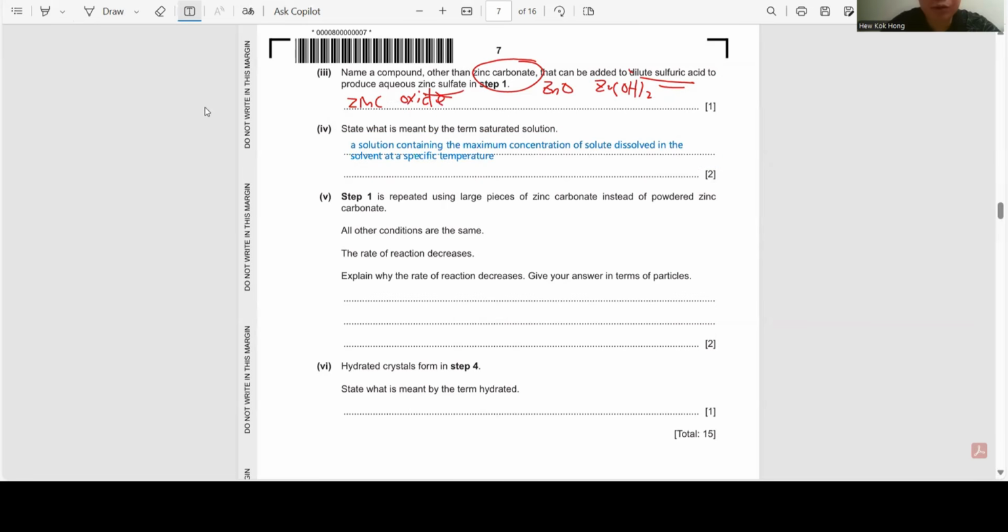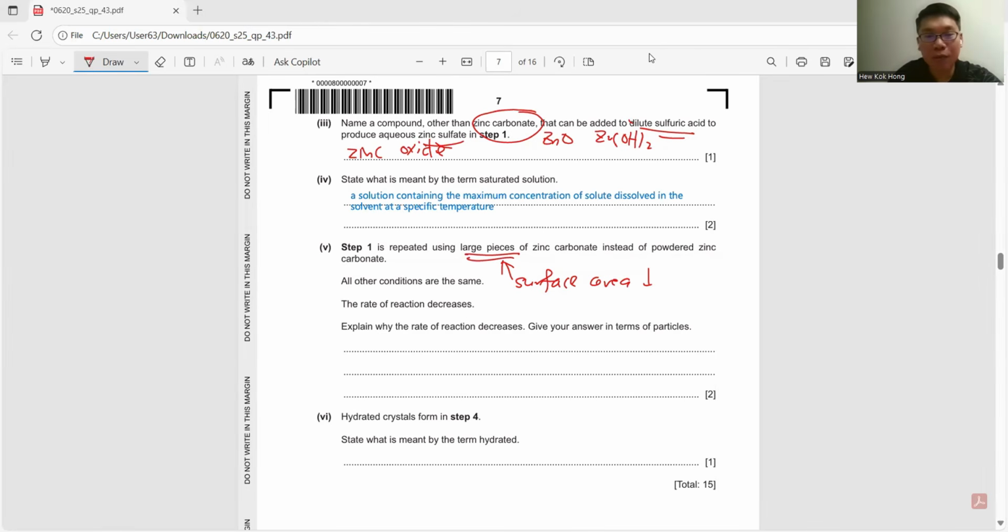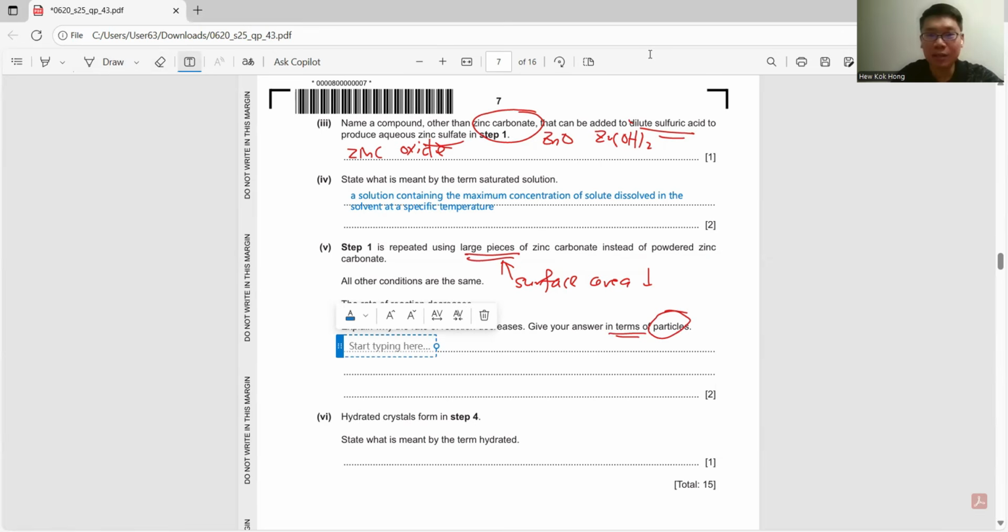Number 5, step 1 is repeated using large pieces of zinc carbonate instead of powdered zinc carbonate. All other conditions are the same. The rate of reaction decreases. Explain why the rate of reaction decreases, give your answer in terms of particles. They have specifically asked you to talk about particles, so make sure you explain based on it. First, because of the large pieces of zinc carbonate, the surface area is smaller, then it will cause the frequency of collision of particles to decrease. If you do not mention particles, they don't give you the mark because you do not follow the question that they ask.